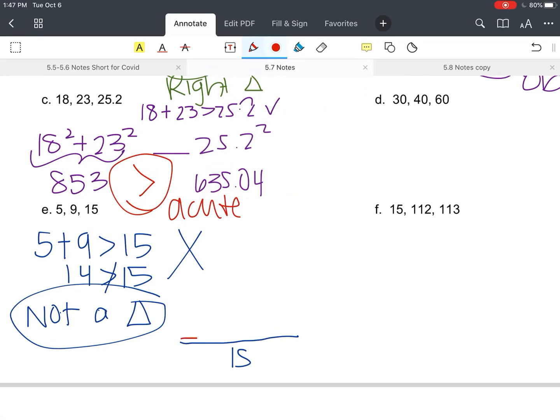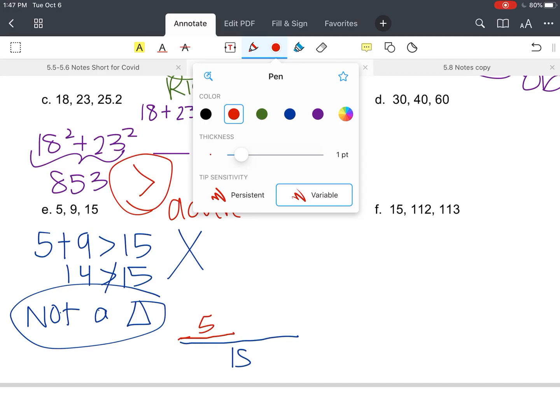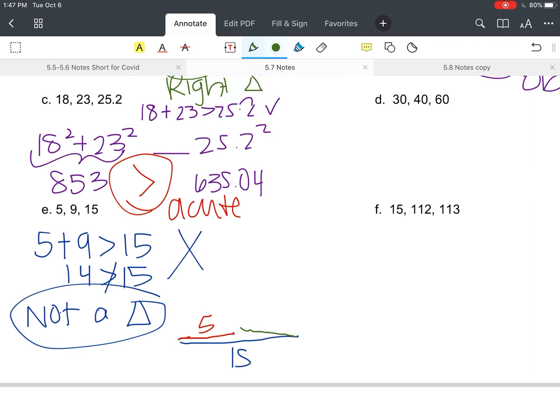That's because if you were trying to draw this, this would be 15. Your one side would be 5, so it would go about a third of the way touching. And then your other side would be 9, so it would go almost 2/3 of the way, but there would be a little gap because it's missing something to add to something greater than 15. That's it for lesson 5.7, Pythagorean theorem and its converse.